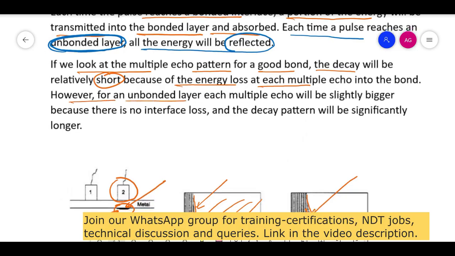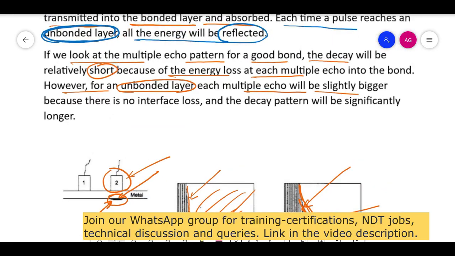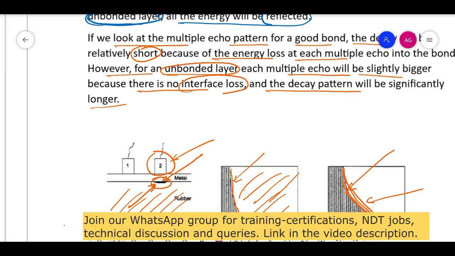However, for an unbonded layer, each multiple echo will be slightly bigger. Okay, this is an unbonded layer, meaning where the bond has not formed. Talking about this position number 2, there is a decay pattern here. It is very long. Okay? Because there is no interference loss, the decay pattern will be significantly larger. So the loss that was happening in the rubber, the absorption that was happening in the rubber, will not happen in this case. This is the second case where you have an indication there. Okay, so in this case you will get a larger decay pattern. You will get to see a long decay pattern.